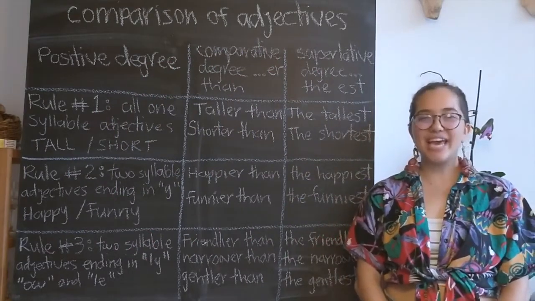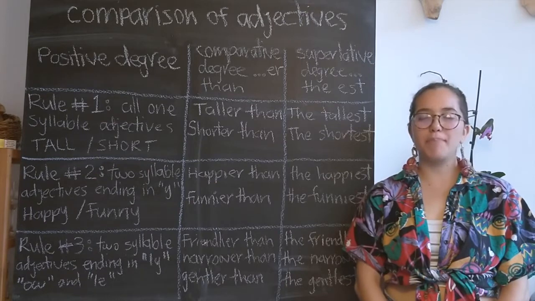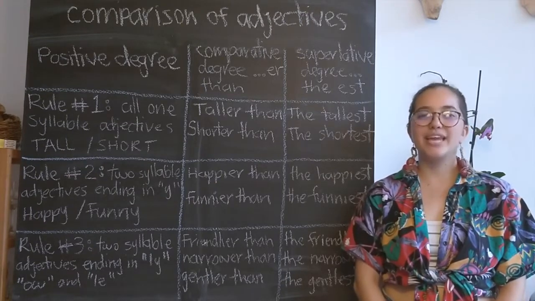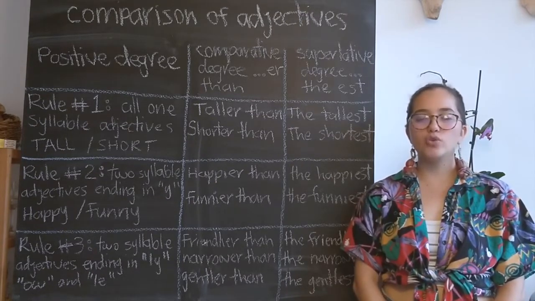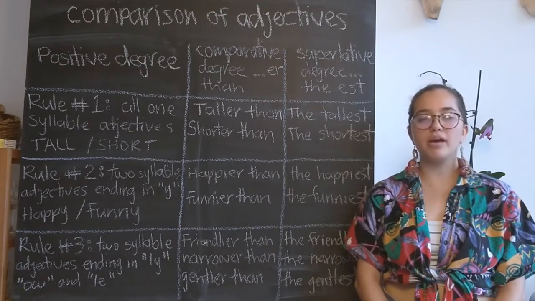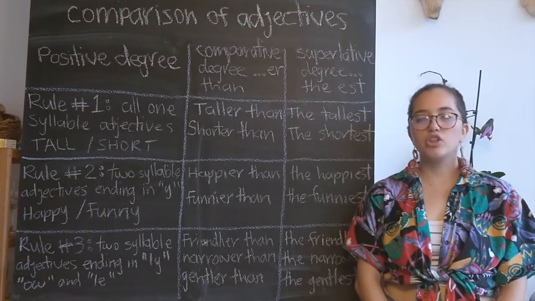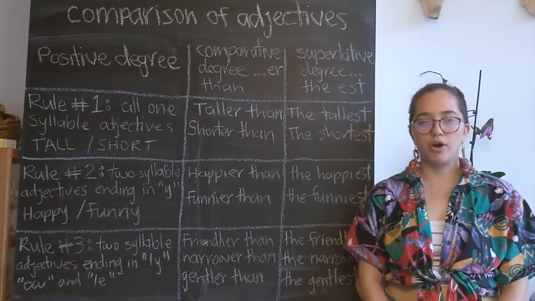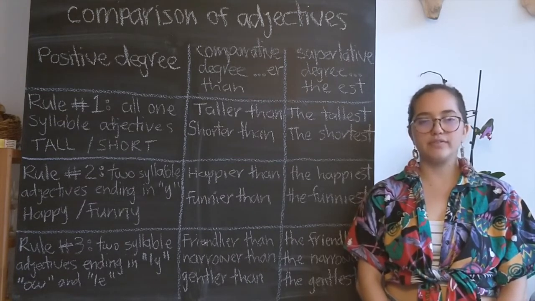Students! Today we're going to learn about the comparison of adjectives. Now remember, adjectives are used to compare or describe an object. For example, the tall person, the smart girl. Smart and tall are adjectives.